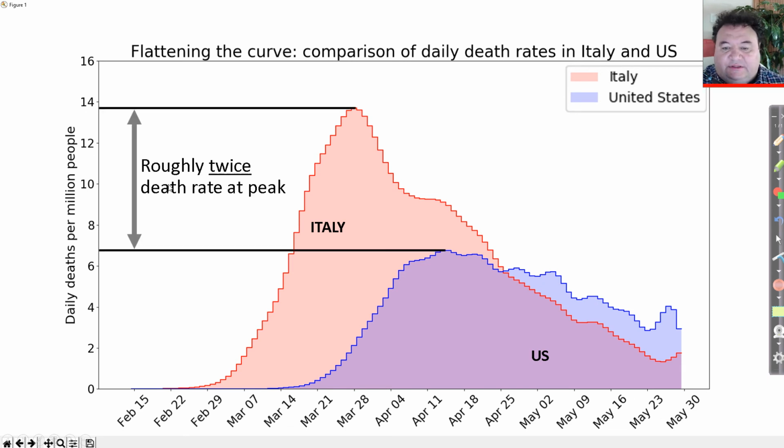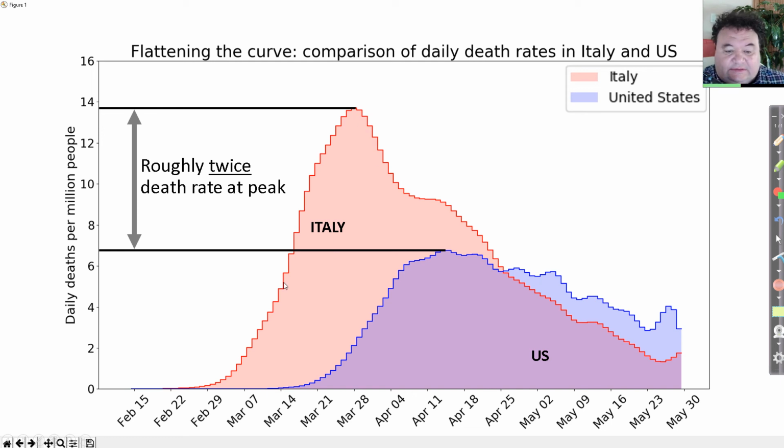A first observation is that the peak in Italy has been at almost 14 deaths per million, while the US was a little bit lower than 7. So the peak in Italy has been roughly twice as high as the US. So in terms of flattening the curve, clearly Italy was affected more and was less successful in doing so.